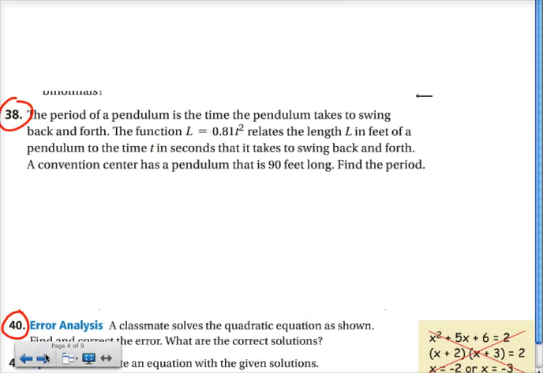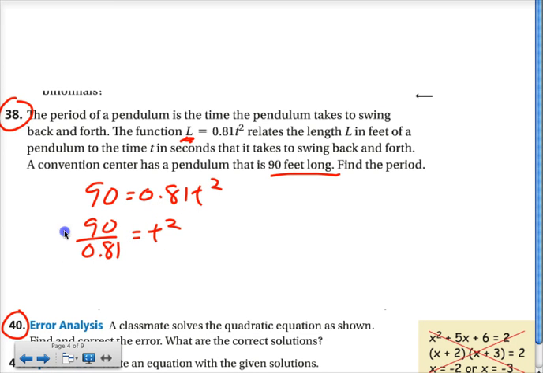Then, number 38, we have a problem with a pendulum, and they tell us that it is 90 feet long. So we're going to put that in for L. And we are supposed to figure out t, the time, and the time is right there. It's t squared. We just have to solve for it. So we're going to divide both sides by 0.81, and then we're going to take the square root. And again, it's a word problem, so we're not going to worry about the negatives here. And that comes out to about 10.54 seconds when you do that.